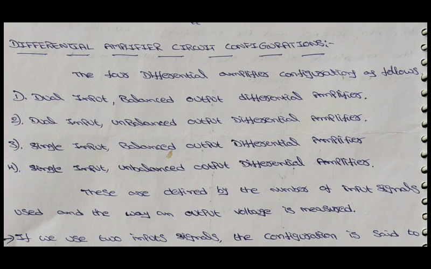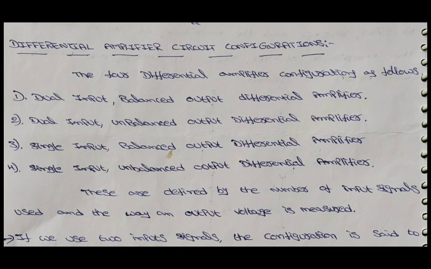Next, single input balanced output differential amplifier. Single input means we apply the input signal to any one of the base terminals. That means the other terminal will be treated as ground. So single input means we apply the input to only one base terminal, and balanced output means we measure the output across the two collector terminals. That is balanced output differential amplifier.